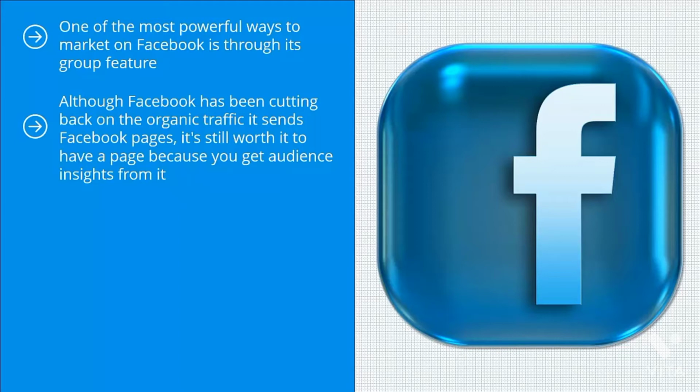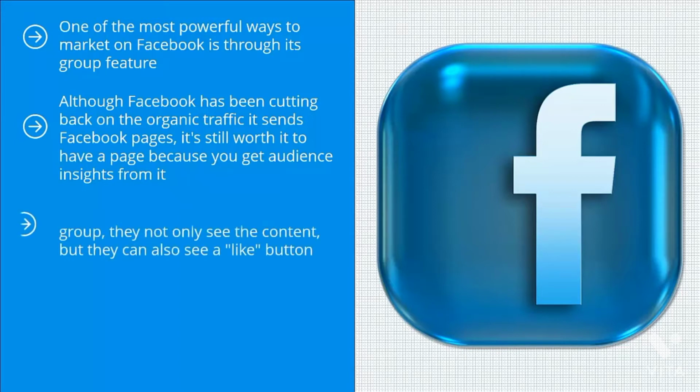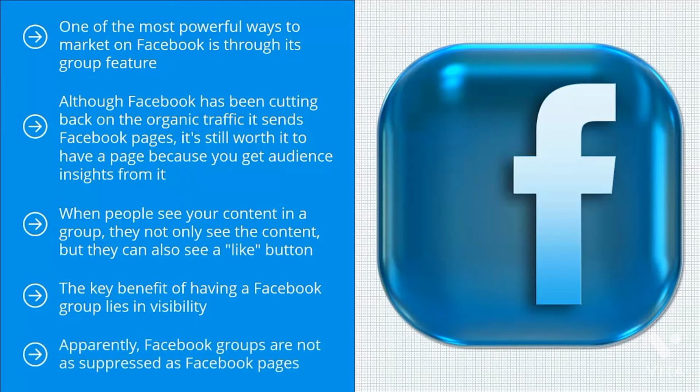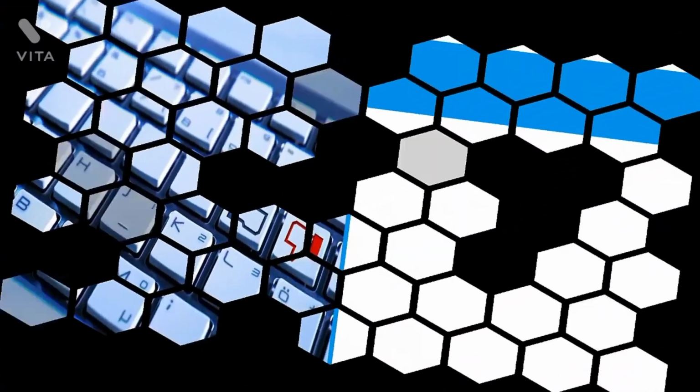Another great benefit of having a page is the fact that you can copy and paste content from that page to Facebook groups. When people see your content in a group, they not only see the content, but they can also see a like button. When they click that like button, you get a new Facebook page fan. The key benefit of having a Facebook group lies in visibility. Facebook has made it clear that they are tweaking their Facebook page to reward actual engagement. Apparently, Facebook groups are not as suppressed as Facebook pages. In terms of visibility, you stand to reach more of your group members than with the page.